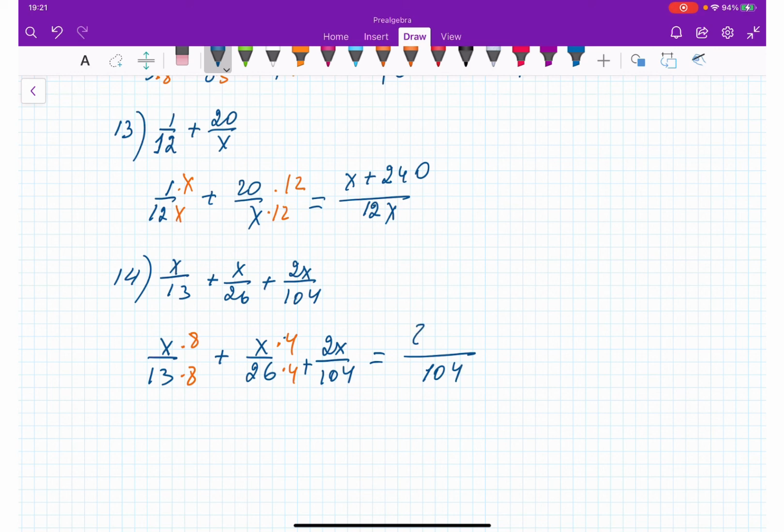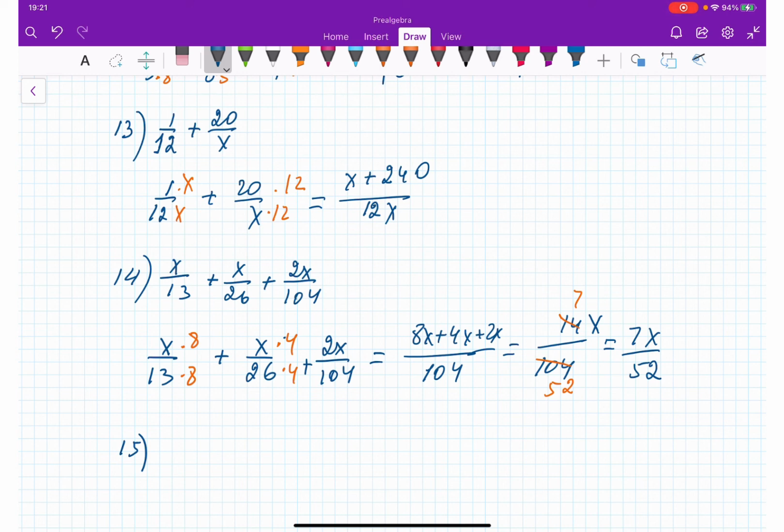And the result is, here will be 104. And we get 8x plus 4x plus 2x. So 8x plus 4x, 12x, and plus 2, 14x over 104. Both of them are even, so I can reduce by 2. This is 7. This is 52. And the answer is 7x over 52.